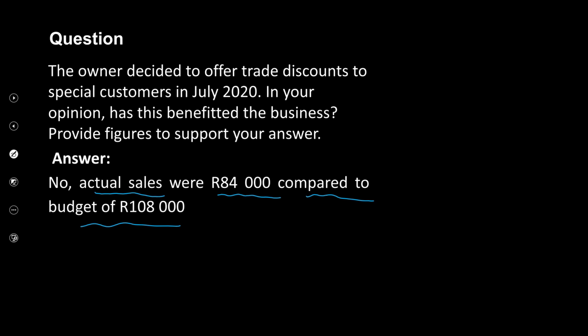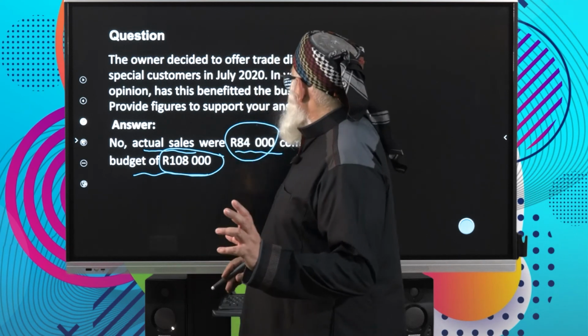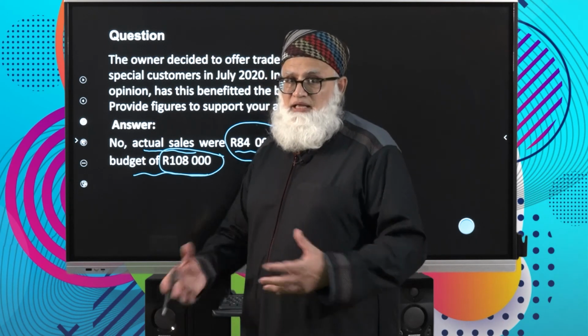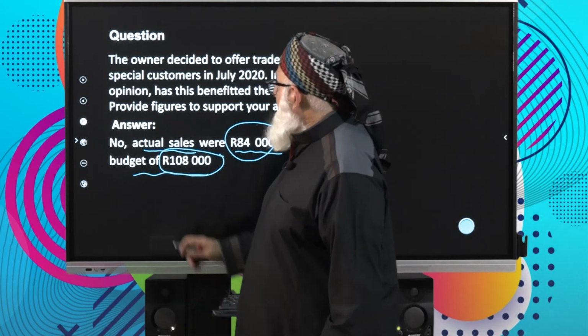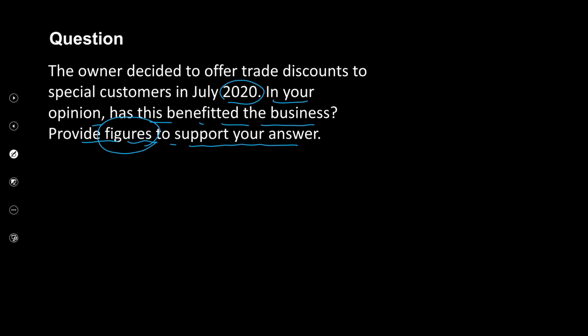The actual sales were 84,000 Rand compared to the budgeted figure of 108,000 Rand, clearly telling you here that it has not benefited the business. If we compare the two figures, we've actually lost out. And I've shown you, when you compare the actual profit figure as well, you can see that you've not achieved your targeted gross profit of 36,000, rather you only realized a profit of 24,000 Rand. Okay.